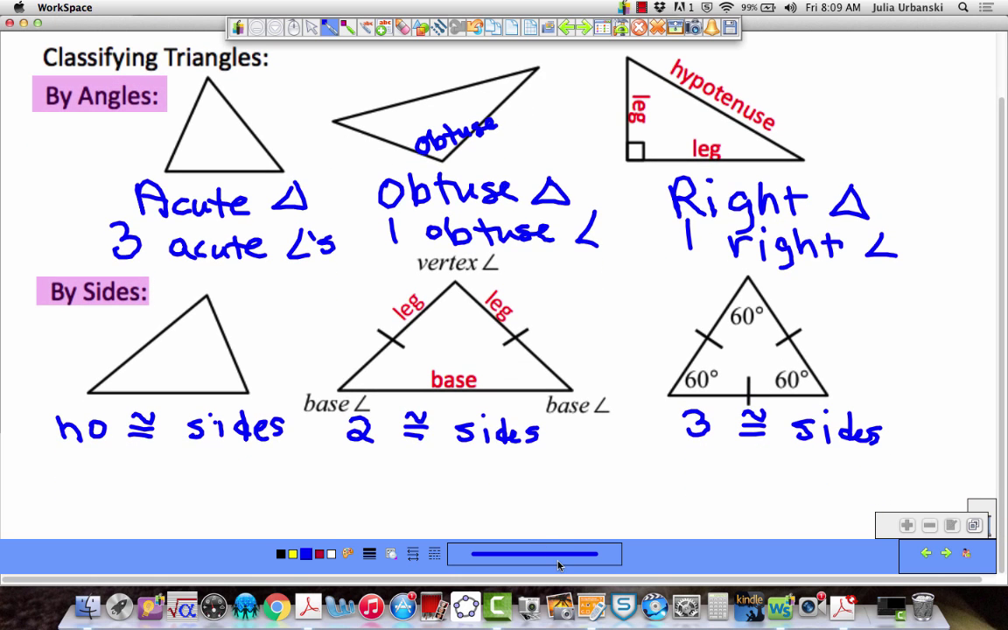I kept hearing the word isosceles. Which one is that? A. That's the middle one. The middle one is isosceles. ISOSCELES.